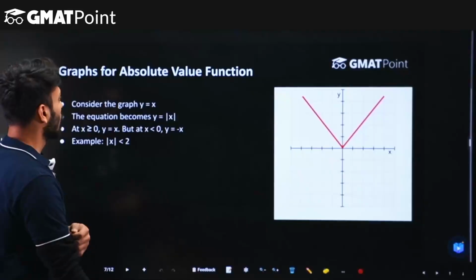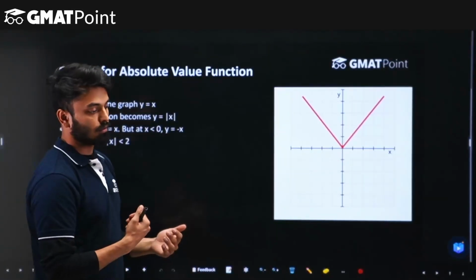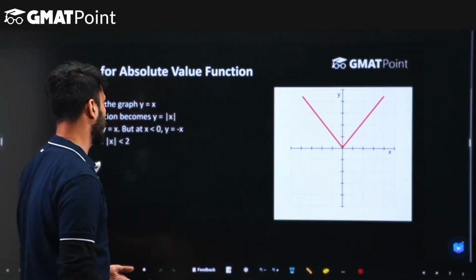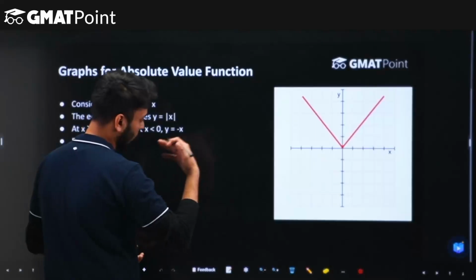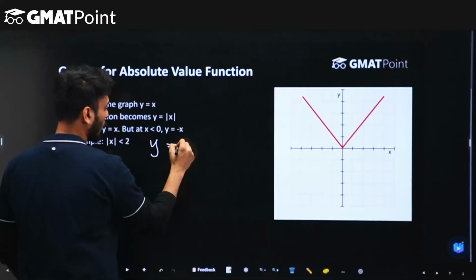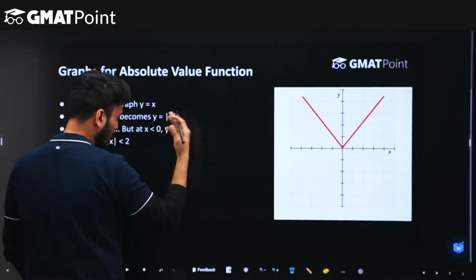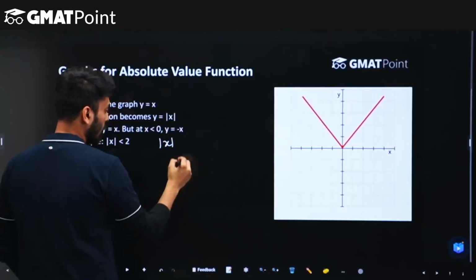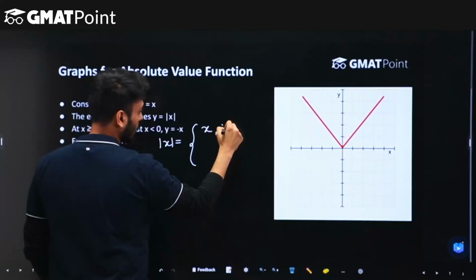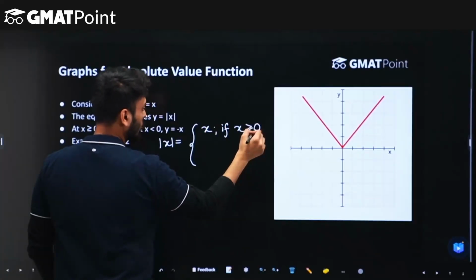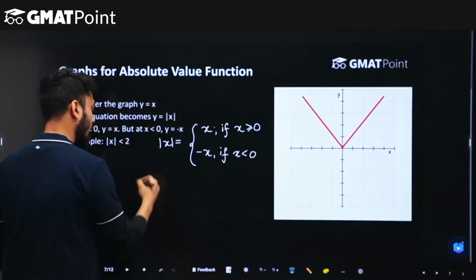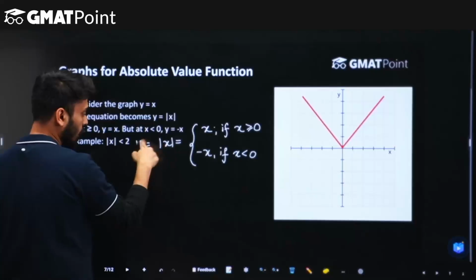Now let's move on. Now let's look at the graph of the absolute function. What is the graph of the absolute function? So we have an image over here, but we'll try and derive it ourselves. So first of all, again, we have two cases because the absolute value function always comes with two cases. So we have mod x. Mod x is x if x is greater than or equal to 0 and minus x if x is less than 0. Now, let's say we had y equal to mod x. This is the graph we are trying to make.